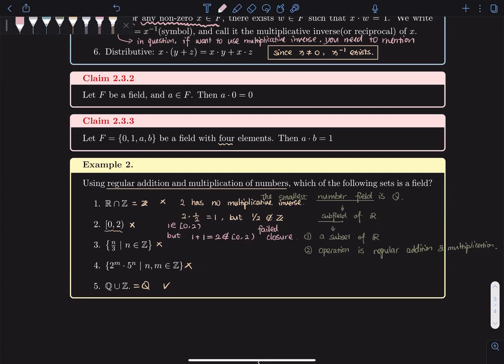Number 3. As I mentioned, it looks like irrational numbers, but it's restricted because the bottom has to be 3. For example, 2 over 3 is in this set, but its reciprocal, 3 over 2, is not in there. We know that 2 over 3 times 3 over 2 is 1. So that means 2 over 3 has no multiplicative inverse.